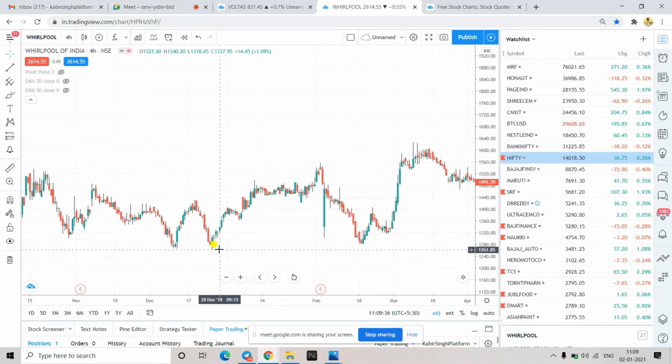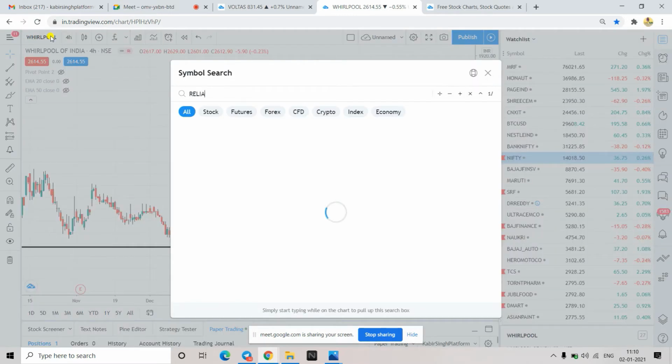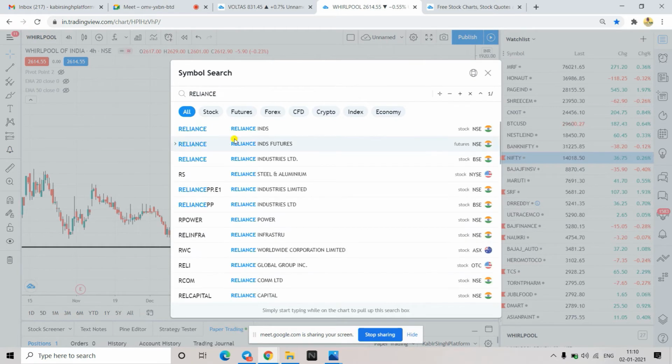Here also there is a double bottom. Price came to this point, went up, came here again, and then this was broken, so you can anticipate a good up move. Your stop loss is somewhere here. So that is a double bottom. This is how you can see it. I'll just take you to Reliance. I think I have seen a few patterns there.